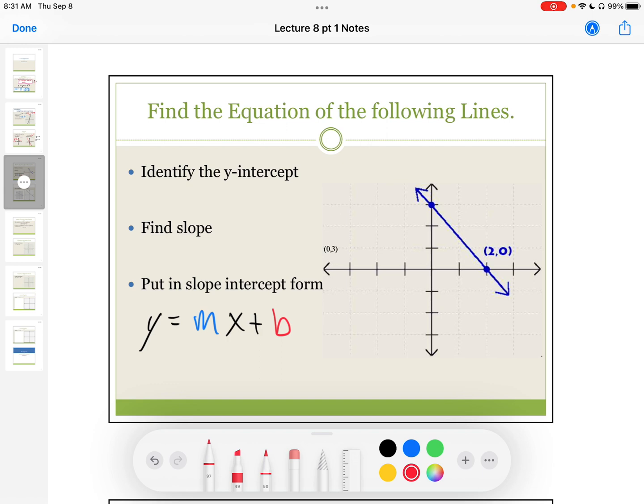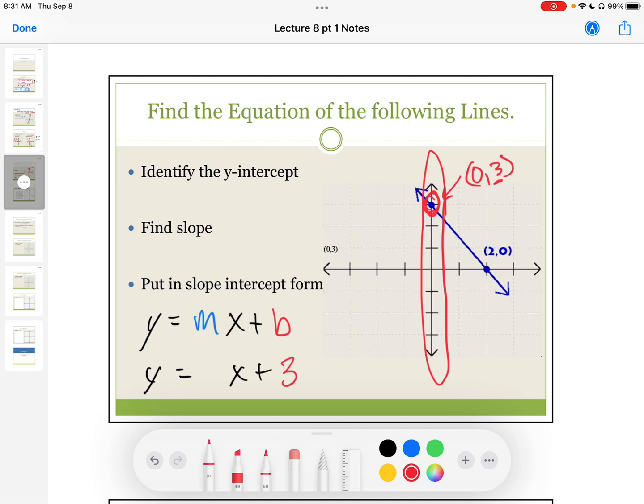Starting out with, okay, what is my y-intercept? Well, this right here is my y-axis. Okay, where does it cross that y-axis? Well, it crosses it right there at 0, 3. So my y-intercept is just simply a 3. So I'll have y equals, don't know what our slope is yet, plus 3.